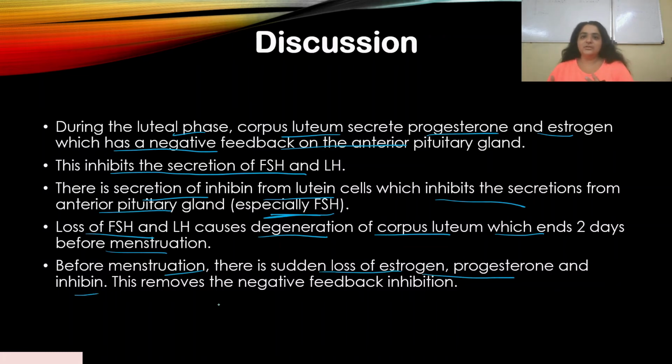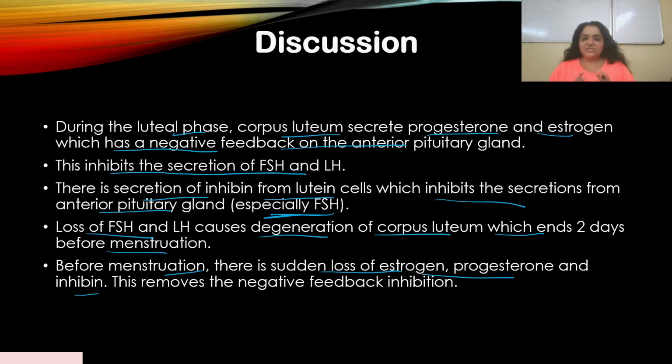Now, it's like a vicious cycle. You're stuck in a vicious cycle. To maintain corpus luteum, we need LH and FSH, but there is too much estrogen, progesterone, inhibin in the blood. There is no LH and FSH influence on corpus luteum. So, 2 days before menstruation, it degenerates. There's involution of corpus luteum, which forms corpus albicans.